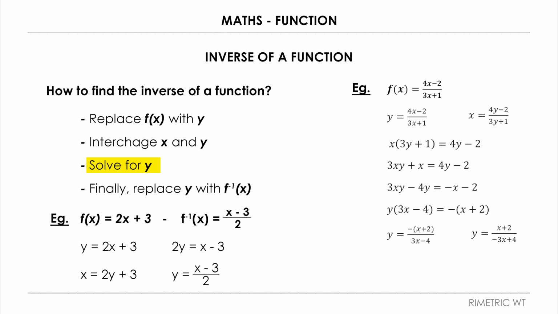When we do, we get y equals x plus 2 over minus 3x plus 4. Therefore, the function f of x equals 4x minus 2 over 3x plus 1 has an inverse function of f inverse of x equals x plus 2 over minus 3x plus 4.